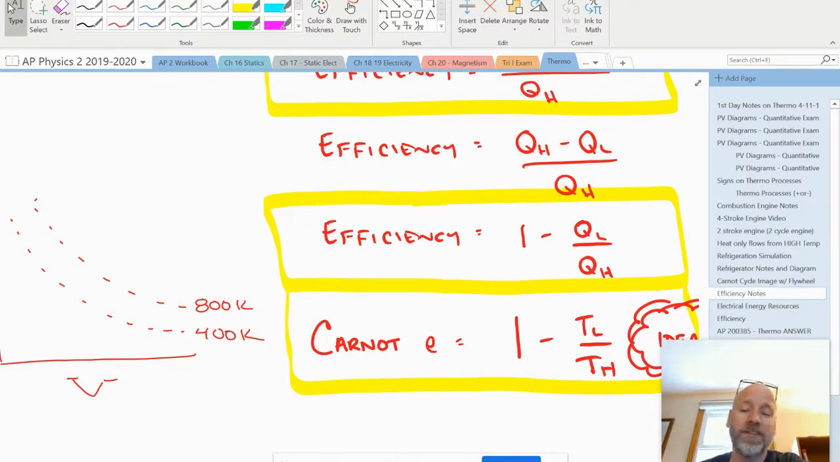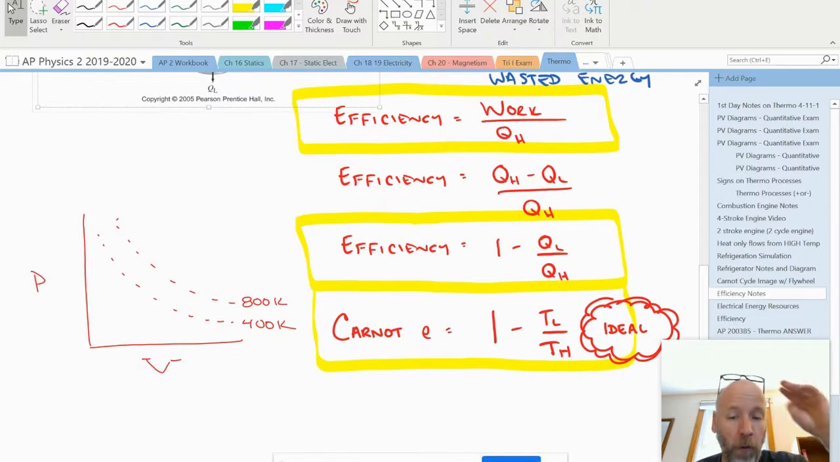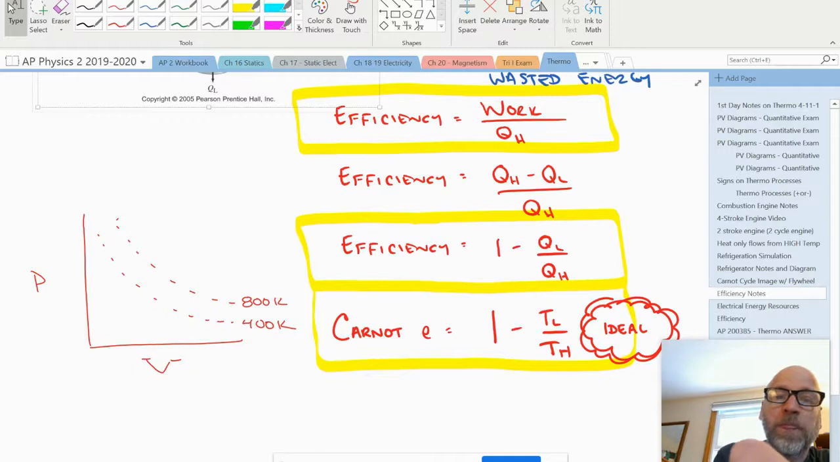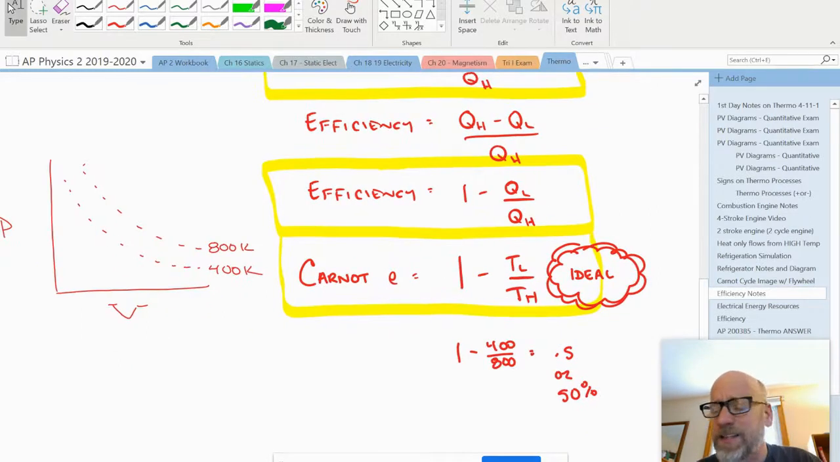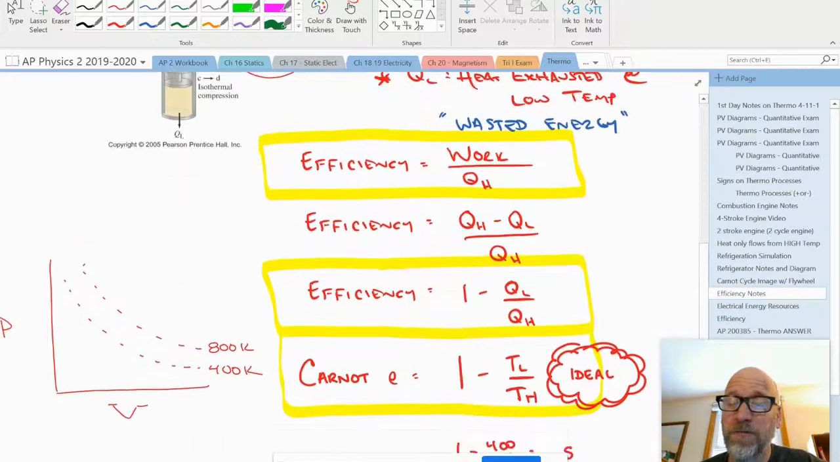This is an idealized situation. So if you have an engine that runs at the low temperature of 400 and a high temperature of 500, we could really easily calculate the maximum Carnot efficiency. Yeah, I know the answer. 1 minus, you got it, 0.5 or 50%. What this means is that the maximum efficiency this engine could possibly be is only 50%. That doesn't even include things like friction. Friction is included when we do the regular efficiency.